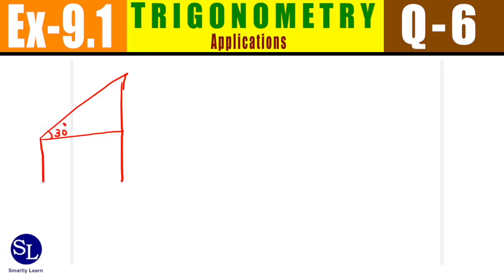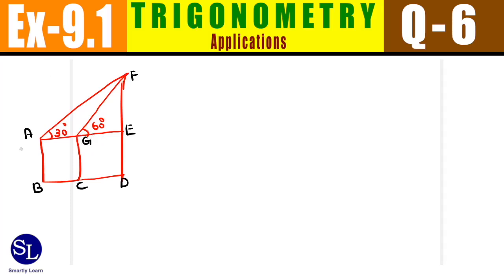He walked some distance towards the building. So let's assume he walked this much. So now the new angle of elevation to the top of the building is marked as 60 degrees. Now let's close this line to make it a rectangle. We are supposed to mark all the vertices. So I'm marking this as A, B, C. This vertex as D, E, F, and this particular point as G.